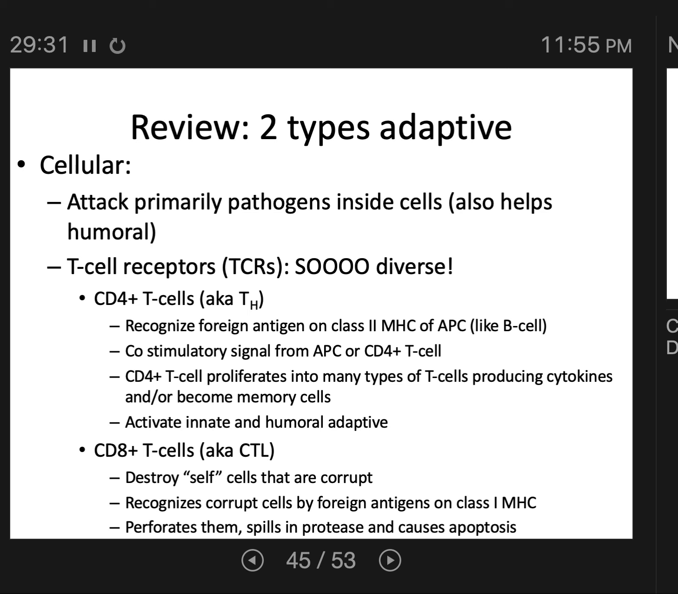The CD8 plus T cells are also known as cytotoxic lymphocytes. The job of cytotoxic lymphocytes is to destroy self cells that are corrupt. It recognizes corrupt cells by foreign antigens presented on the class 1 MHCs. When it recognizes that a host cell is corrupt, it's going to perforate the host cell and spill proteases to cause apoptosis of that corrupt cell.